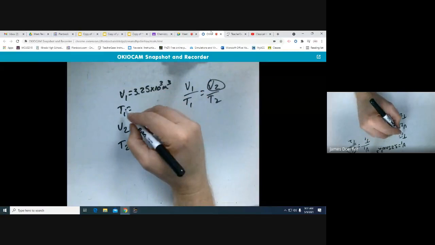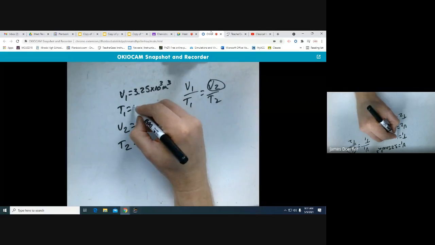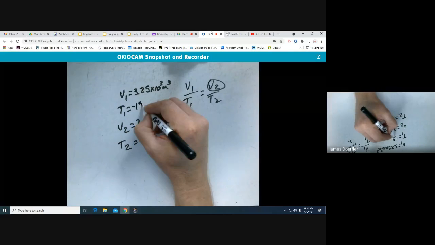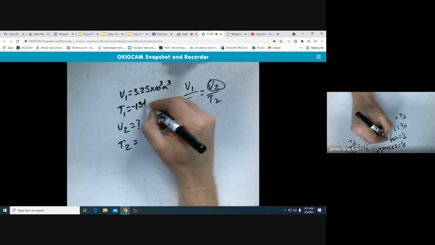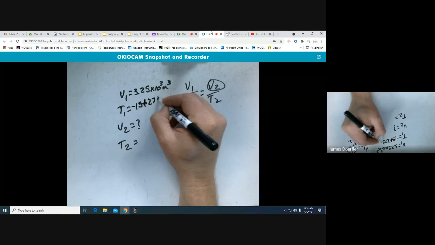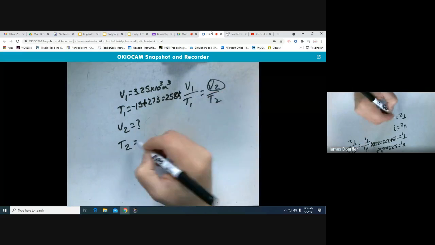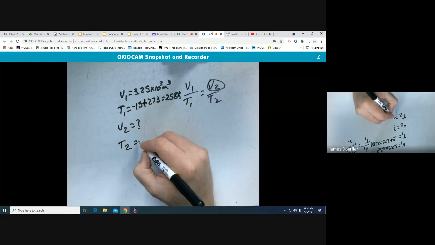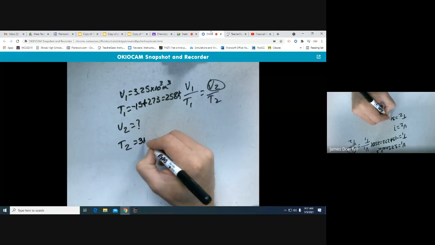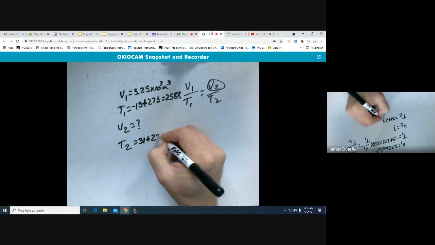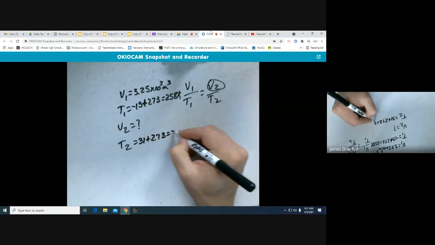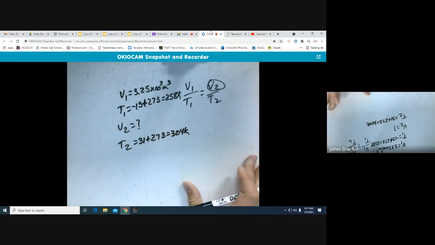So what was my initial temperature? And so to find Kelvin, we add 273 to that. What do we get? 258. What was my second temperature? 31 degrees Celsius. 304 Kelvin. 304 Kelvin.